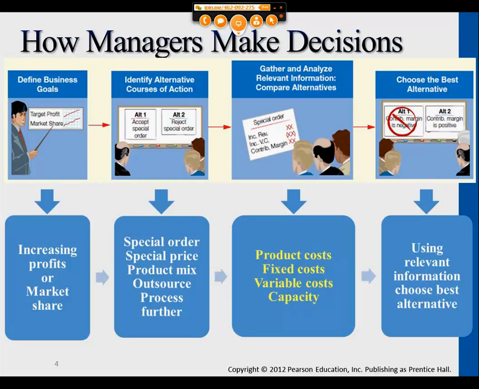The first one is also going to let us increase profits or market share, and then the second step is we'll identify alternative courses of action. The third step, relevant information is gathered and analyzed. We'll compare the alternatives. And then the next one, we're going to choose the best alternative.